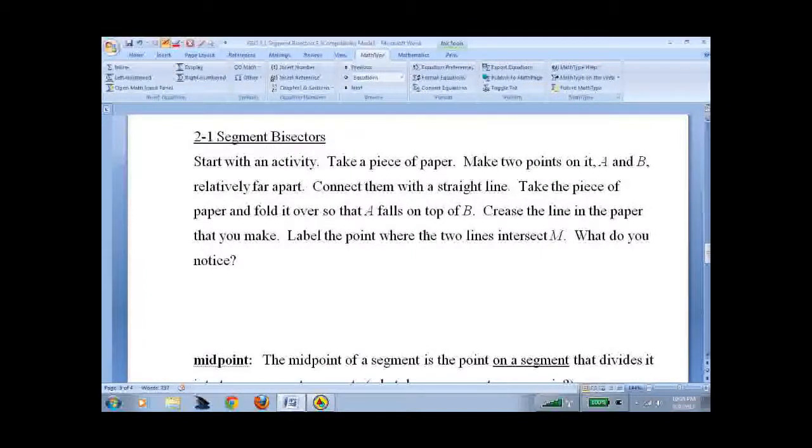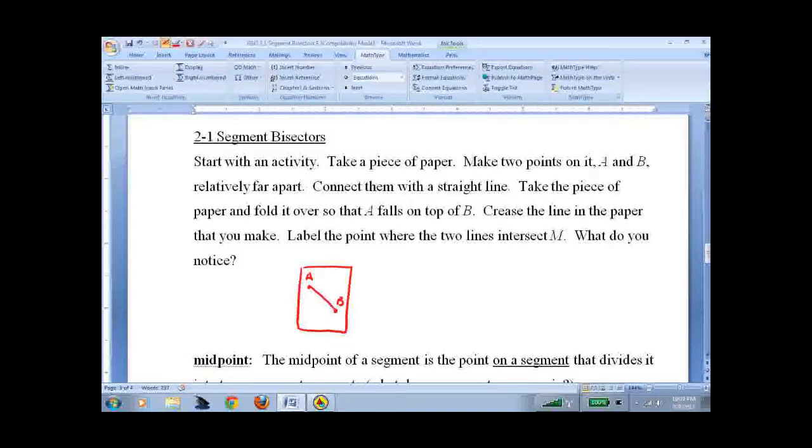Lesson 2.1, Segment Bisectors. Start this lesson with an activity. Follow these directions. Take a piece of paper and put 2 points on it. I would pause the recording, give it a try. If you do this right and you fold this over so it lands on there, you should end up with a line that goes right down the middle. And it's a line of folded paper.